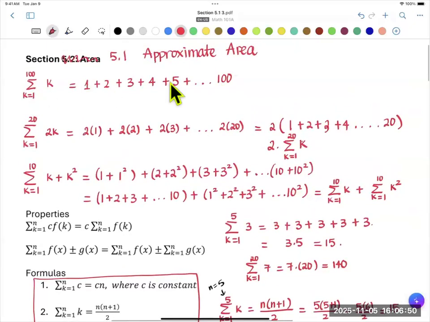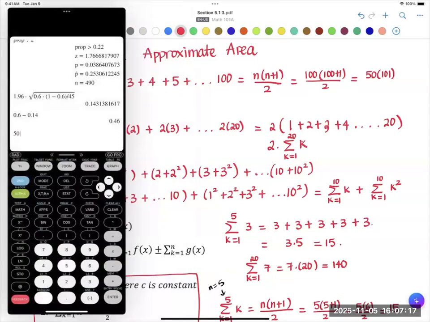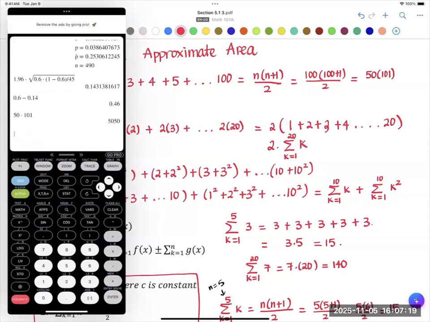So let's find out what the sum of this one is. So I have the summation of k to the power 1, right? Then the formula says I will take n times n plus 1 over 2. And my n in this case is 100, so 100 times 100 plus 1 over 2. And that will give you 50 times 101. And 50 times 101 is 5050.